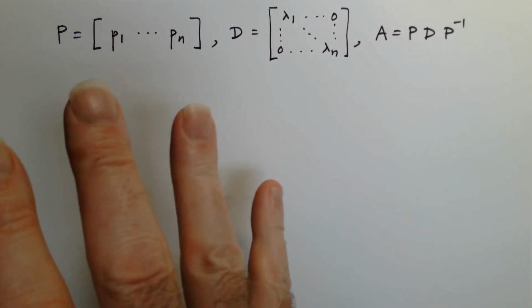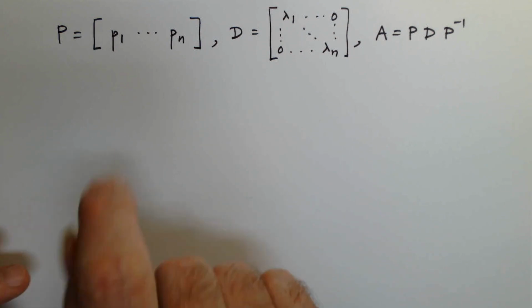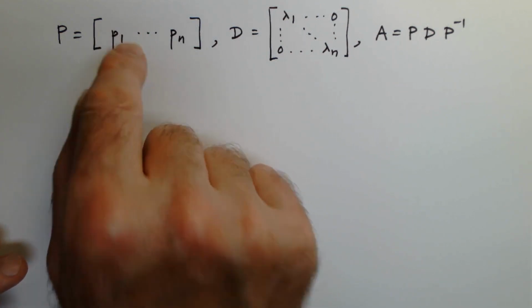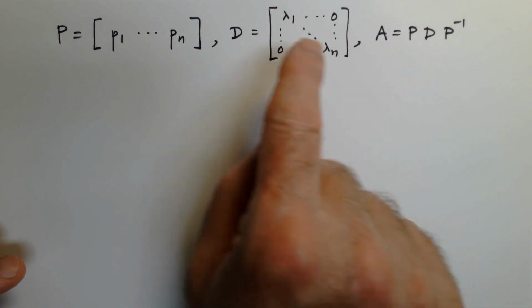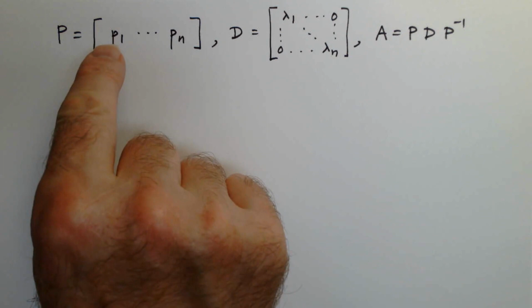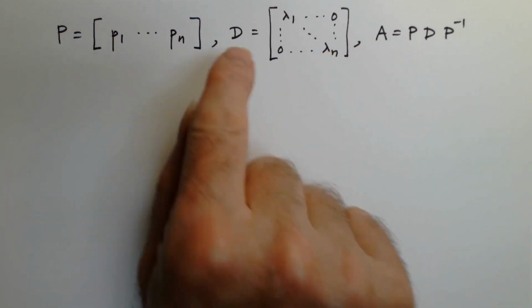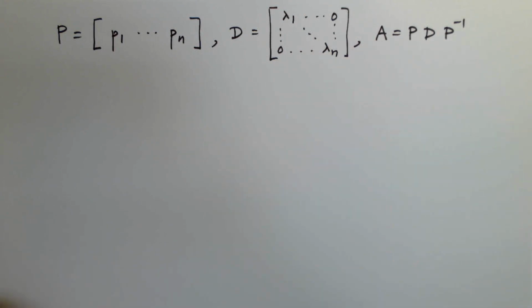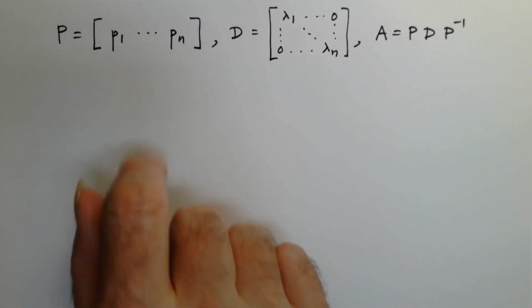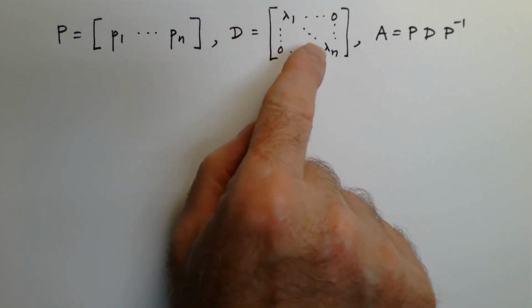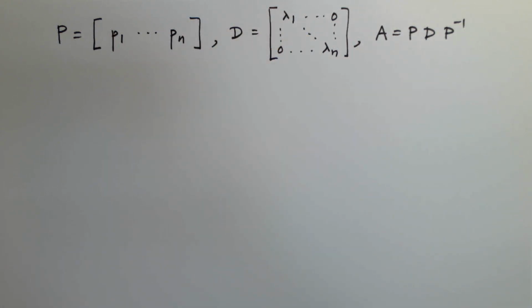Now, our goal in this problem is to show that the ith column of the matrix P is an eigenvector for A with eigenvalue lambda sub i. In other words, P1 is an eigenvector for A with eigenvalue lambda 1. P2 is an eigenvector for A with eigenvalue lambda sub 2, on down to Pn is an eigenvector for A with corresponding eigenvalue lambda sub n.